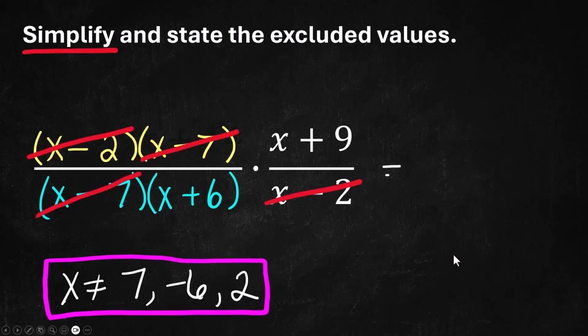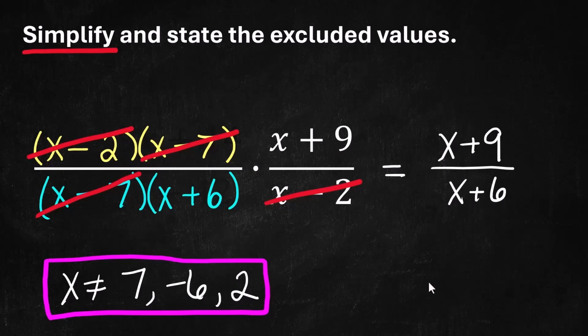And what you're left with is your simplified version, x plus 9 over x plus 6. Now, if you didn't do excluded values until right now, you would come up with the x can't be negative 6, but you would miss the 7 and the 2. That's a very common mistake. So that's why I do my excluded values when I do them.